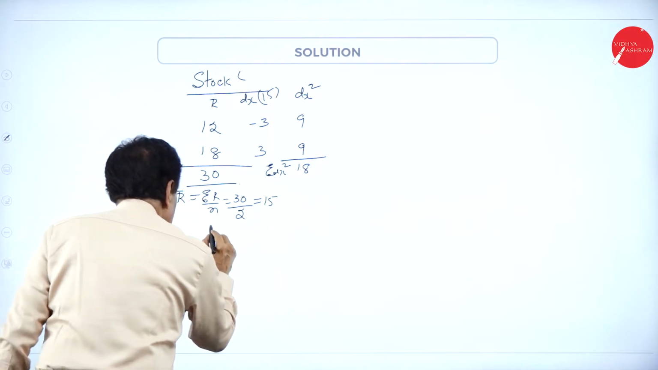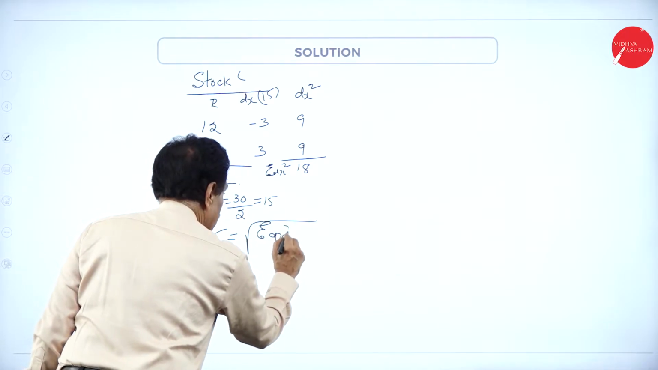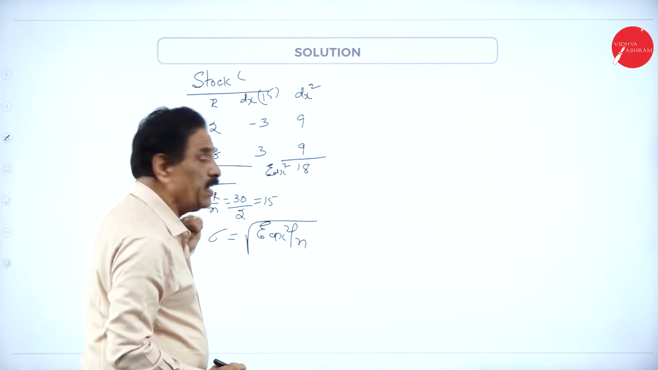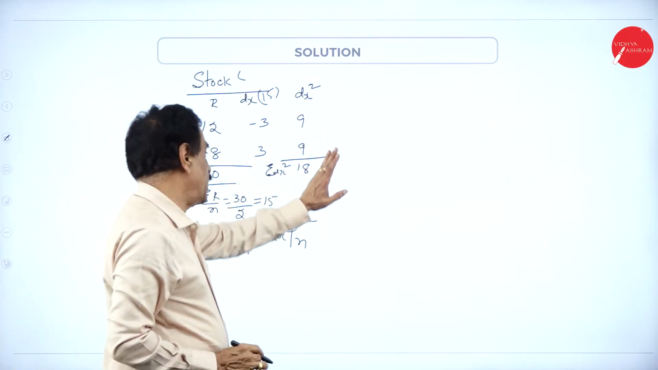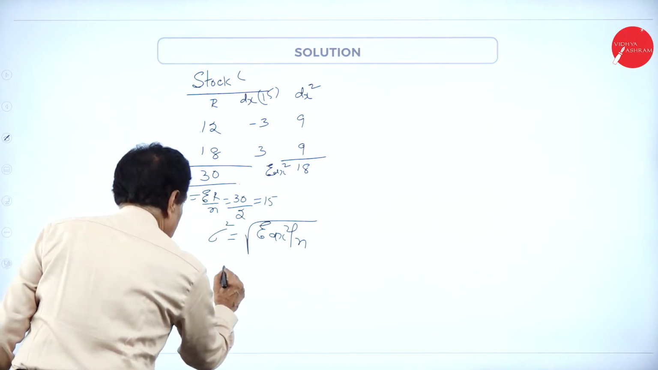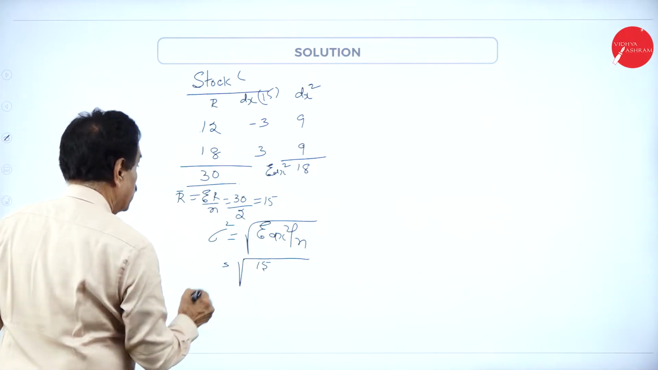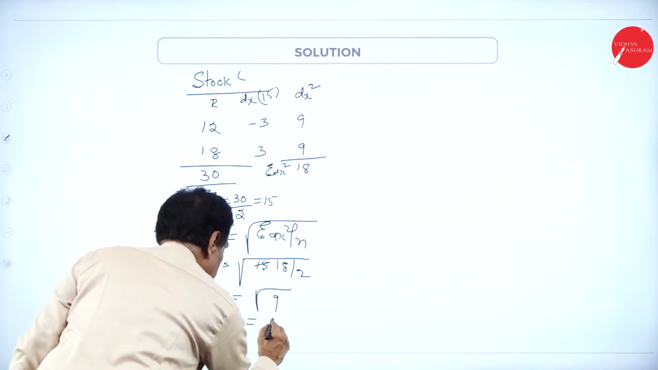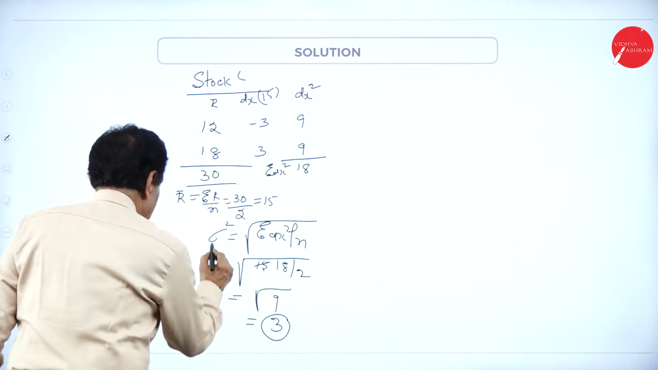Then, standard deviation sigma is equal to the root of sigma dx square divided by n. What is the step you have taken? 12 plus 18 is 30, so the mean is 15. Take the deviation from 15: 12 minus 15 is minus 3, 18 minus 15 is plus 3. Square of this is dx square, which is 9 and 9, so sigma dx square is 18. Sigma square divided by n is 18 divided by 2, which is 9. Root of 9 is equal to 3. This is one step you have taken, so this goes in favor of standard deviation of L.